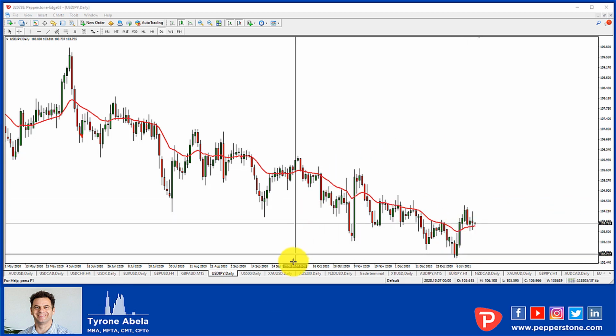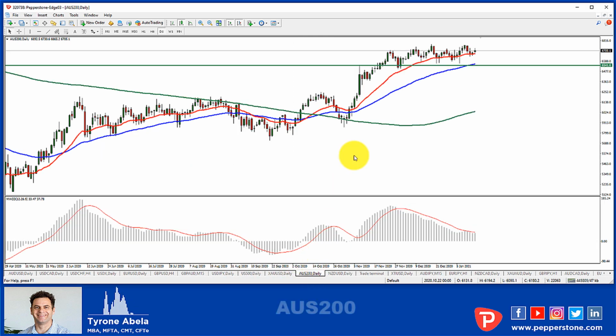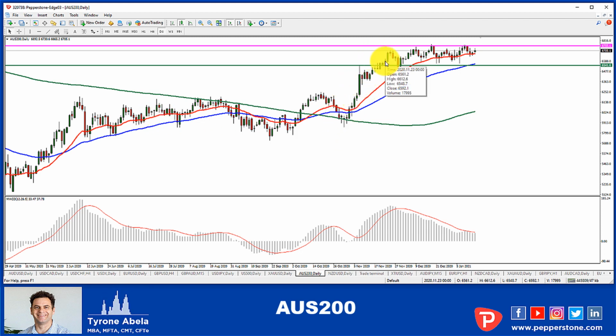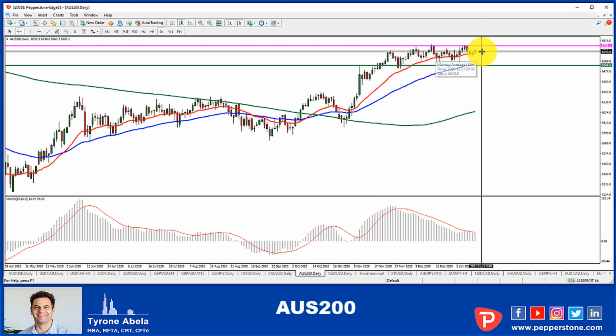All right, the last one we'll have a look at today is the Aussie 200. This one has basically been flatlining and channeling for quite some time now. So we know that we've got the channel here. You can see that it's been in this zone for quite a while, basically since the break of this level here. It kicked up high and it's been in here since around the start of November. It's been hovering above the 20, but it is really testing it.